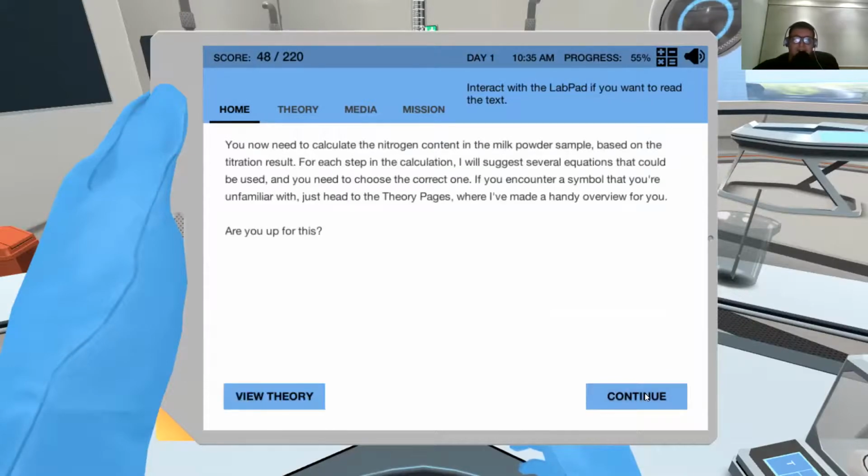You now need to calculate the nitrogen content in the milk powder sample, based on the titration result. For each step in the calculation, I will suggest several equations that could be used, and you need to choose the correct one. If you encounter a symbol that you're unfamiliar with, just head to the theory pages, where I've made a handy overview for you. Are you up for this?